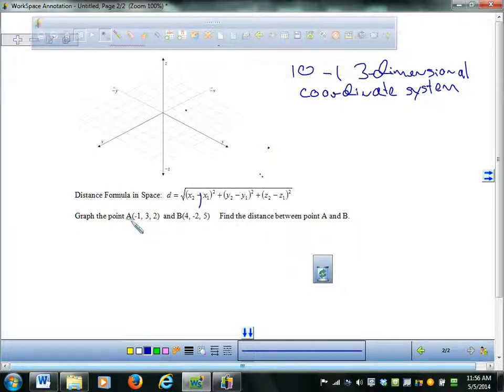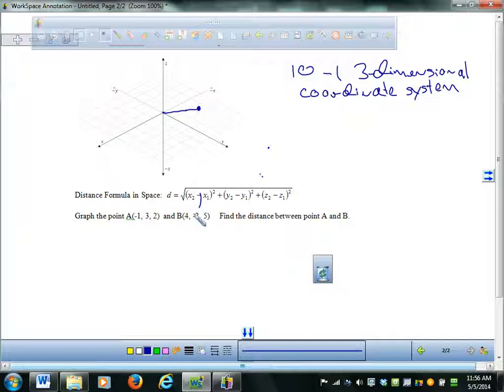So if I want to get to the point (-1, 3, 2), I would start at the origin, go back 1, go over 3 this way, and then go up 2. It's kind of hard to tell where exactly that is, but it's on a vector that goes from here. So I'm going back 1 this way, then out 3, and then up 2. That's one way I could get there.